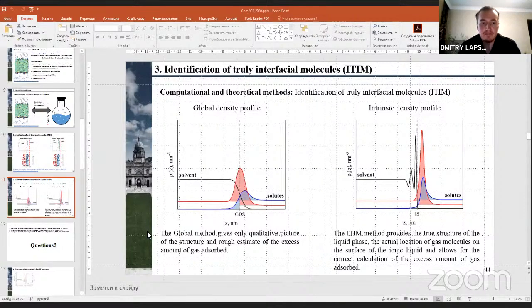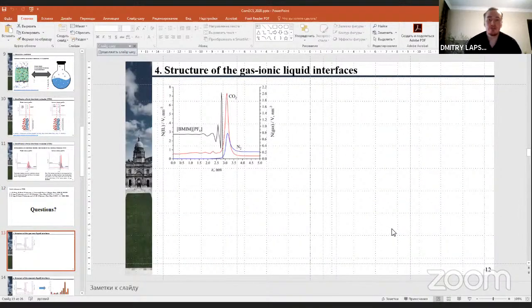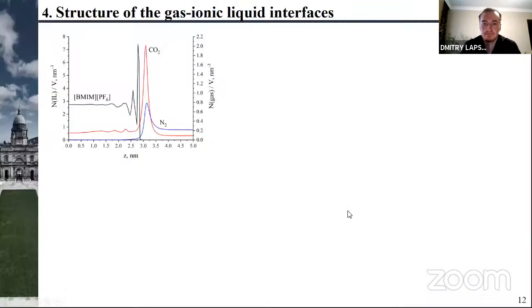So now I would like to go to the second part of my talk and illustrate how simulations and experiments can support each other. But before this, I would like to focus on the ITIM density profile of the liquid phase on the black curve, just to illustrate what we can learn from the ITIM analysis. So I will go briefly through this part because the main subject of my talk is gas adsorption.